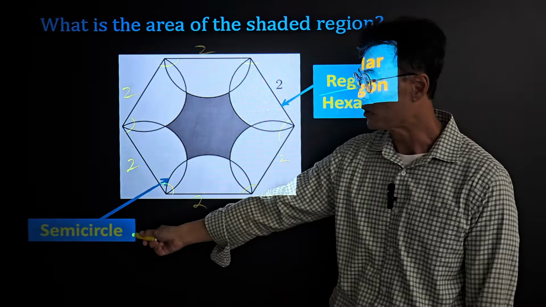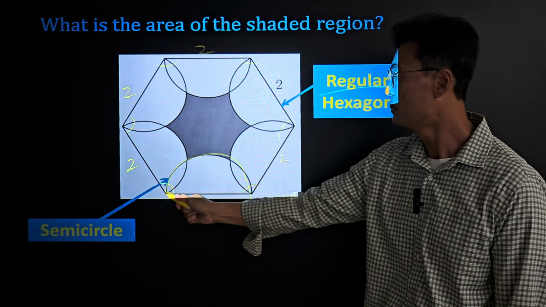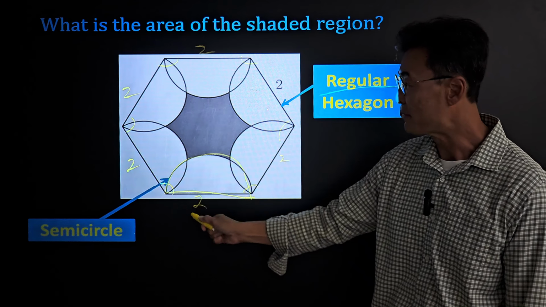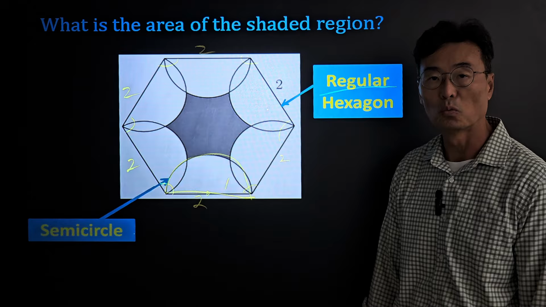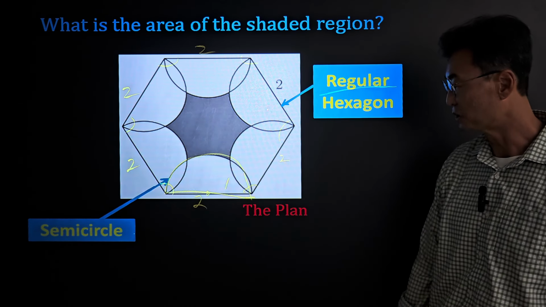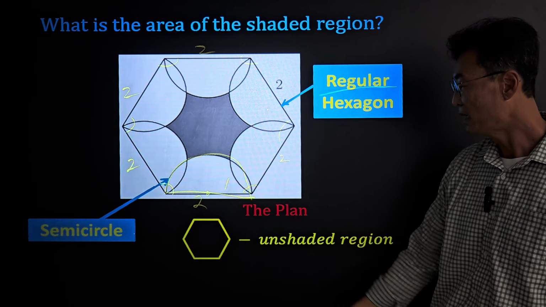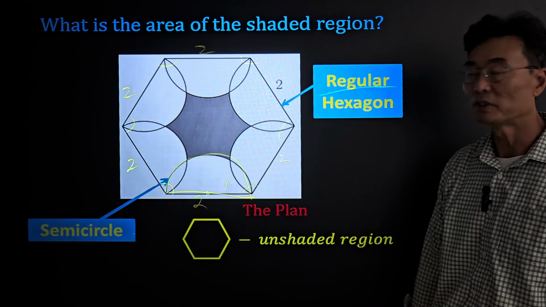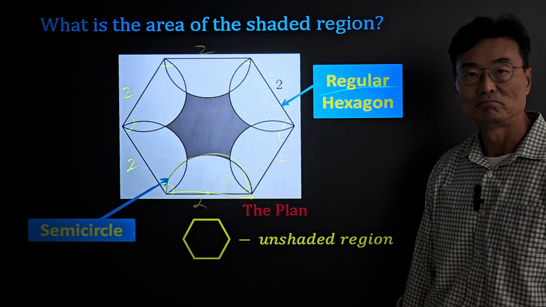And of course, when we talk about the semicircle, it means that this is half of a circle with the diameter of 2, meaning the radius of the semicircle is 1. Then, here's our game plan to find the area of the shaded region. We want to find the area of the hexagon and take away the area of the unshaded region or the white portion inside the hexagon.